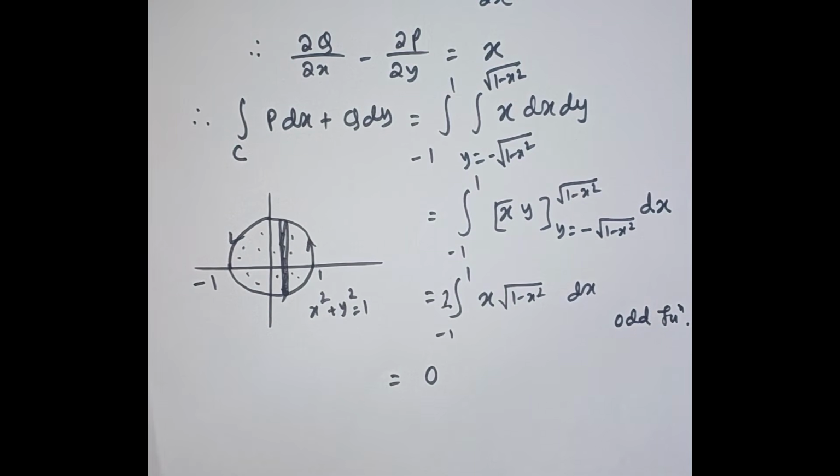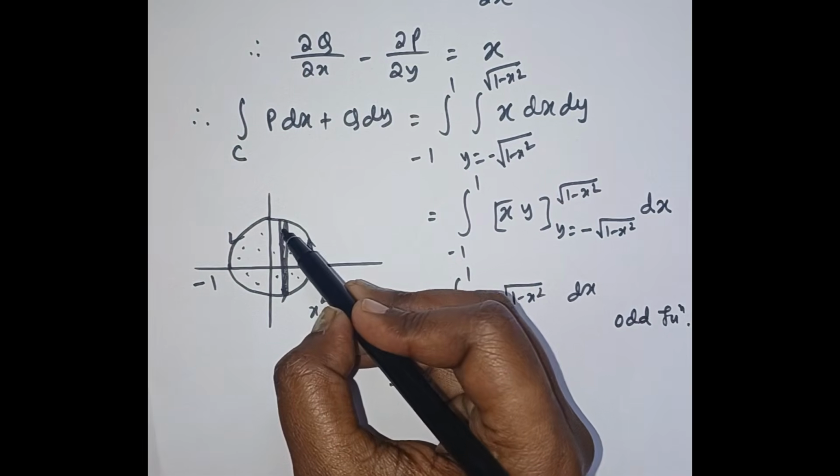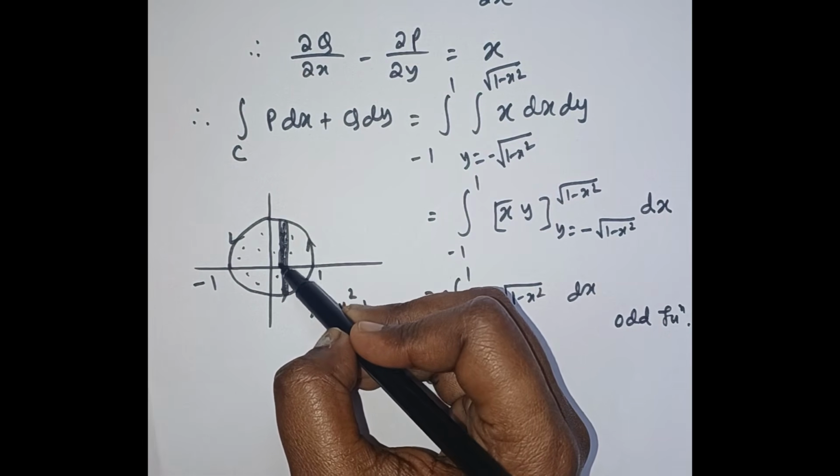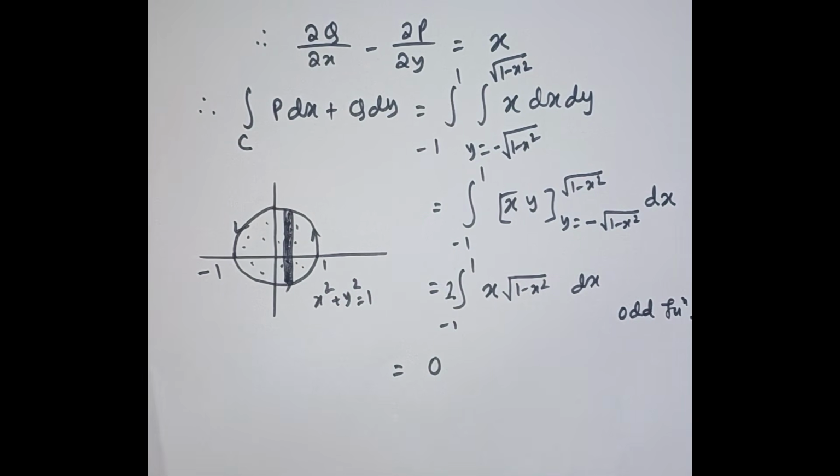So you can see that if you know how to find line integration or how to find double integration, then the problems for Green's theorem are very easy to calculate. It will be very easy for you.